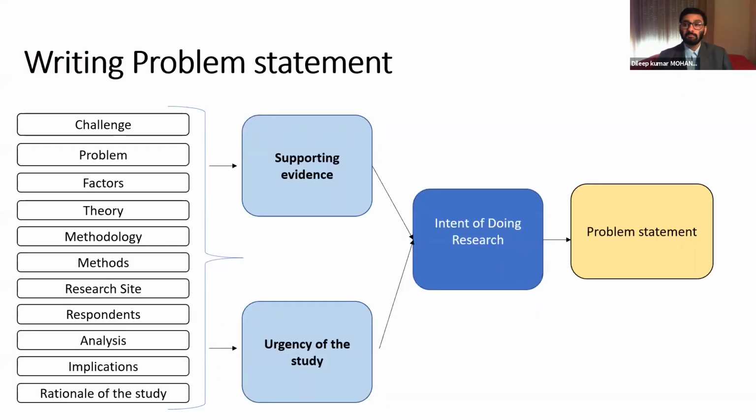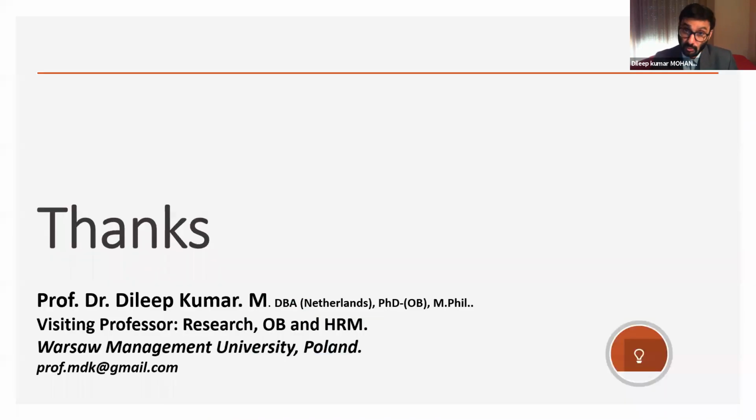So basically, writing a problem statement, whether in qualitative or quantitative, look at the challenge, the problem, the factors you're going to fill up, the theory, the methodology, methods, research site, respondents, analysis, implications, and rationale, why I have taken it, with all supporting evidence. If you can tell that by filling this gap, I'm going to enhance the business of the community and contribute to better management decision making, and likewise, right? This is one of the major aspects you need to look at when you have to write a strong problem statement. Thank you so much.